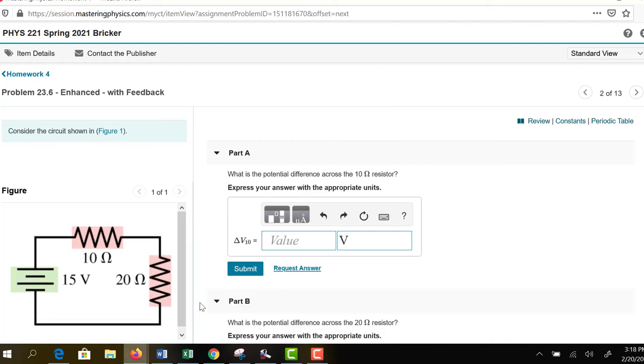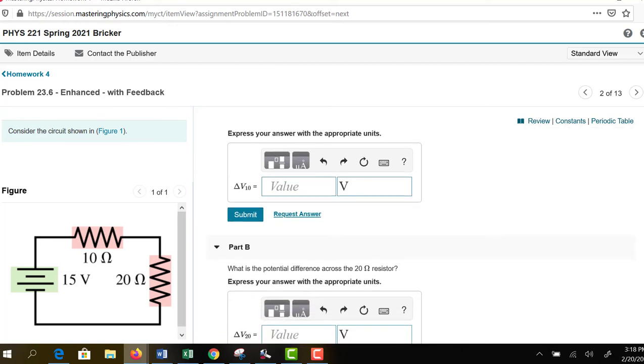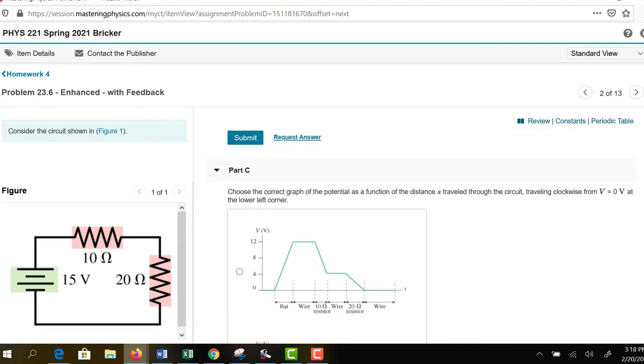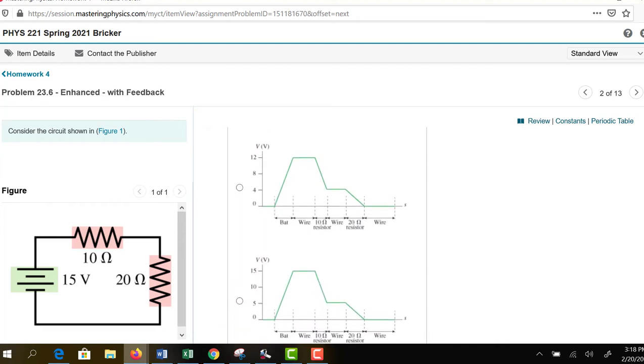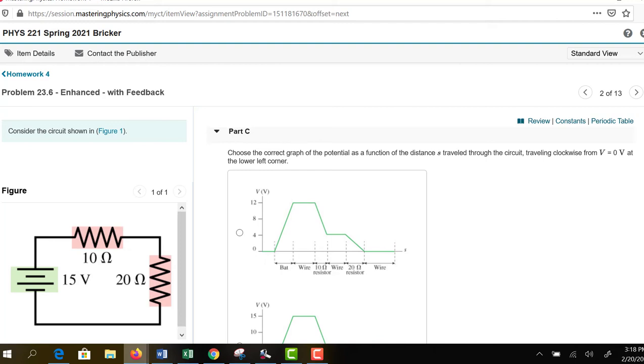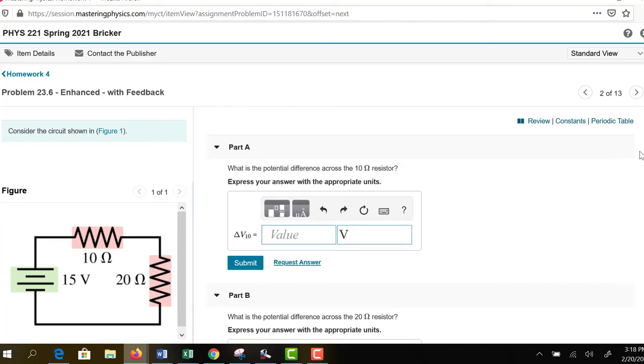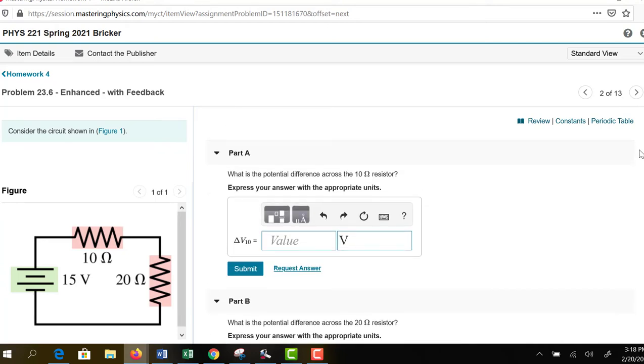Okay, we have another series circuit, a 10 ohm and a 20 ohm resistor in series, connected to a 15-volt battery. What is the potential difference across the 10 ohm resistor? And then what's the potential difference across the 20 ohm? And then choose whichever graph corresponds to this setup as you go around the circuit. Okay, very good. So similar to the first one, but not exactly the same.